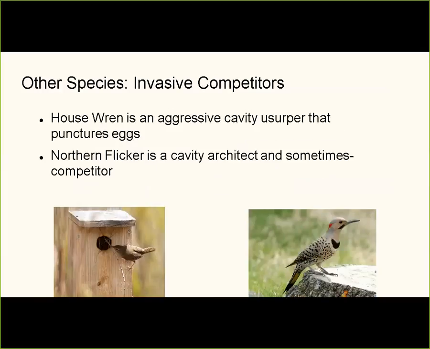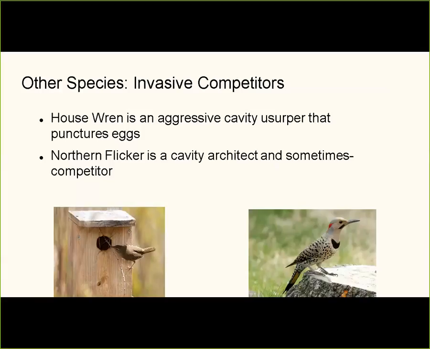And then we've got these guys. All right, apparently they all say invasive competitors, which are miscellaneous species. So that's a house wren. House wrens are aggressive cavity usurpers that puncture eggs. I've not known them to do this with kestrel nests, but they'll do it with a lot of other cavity nesting birds. Basically, they go into a cavity that's already been occupied by another species. They puncture all of the eggs with the bill, and then after the other bird abandons the nest, they come in and build their nest there.